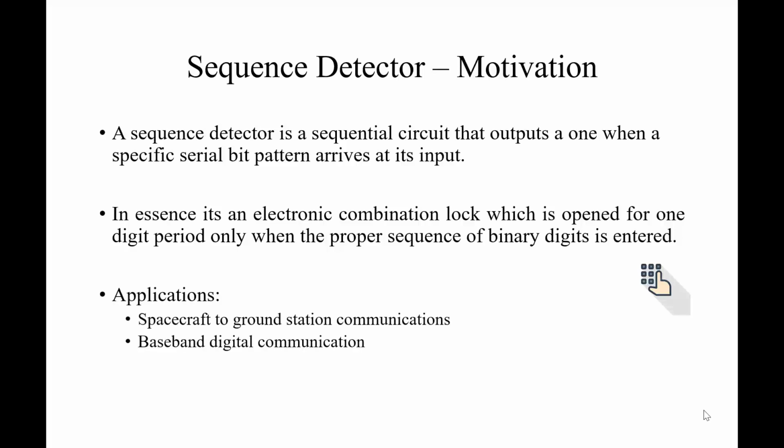One of the important uses of a sequence detector circuit is in spacecraft to ground station communications, where it is used to detect binary sequences indicating the start or end of a data block. Similarly, it is also used to identify binary sequences in baseband digital communication, which indicate the start or ending of a particular message. Both these applications motivate the design of multiple sequence detection circuits.